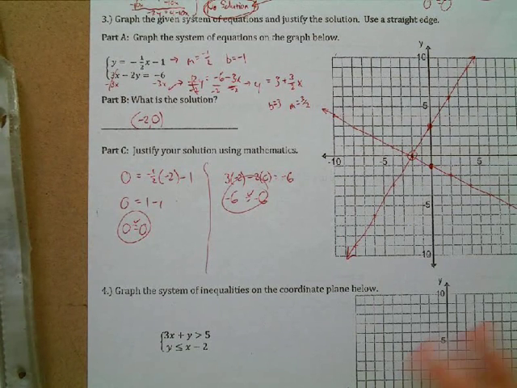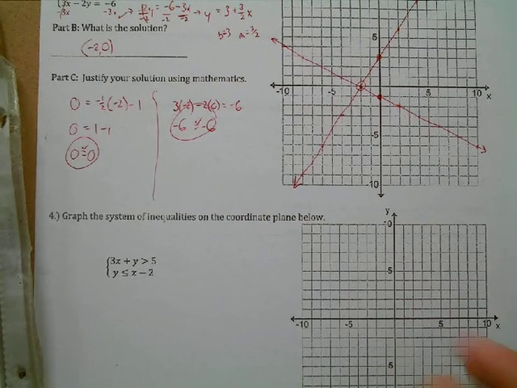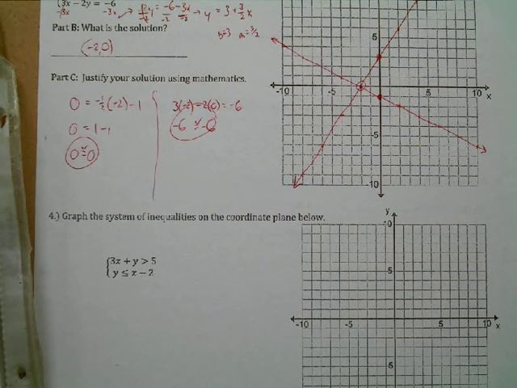All right, I want you guys to go ahead then, try number 4. Okay, this one is an inequality. So remember what you need to do. Think about dotted versus solid lines. Think about where you're going to shade, above or below, what region and stuff like that. So go ahead and try this one, all right?